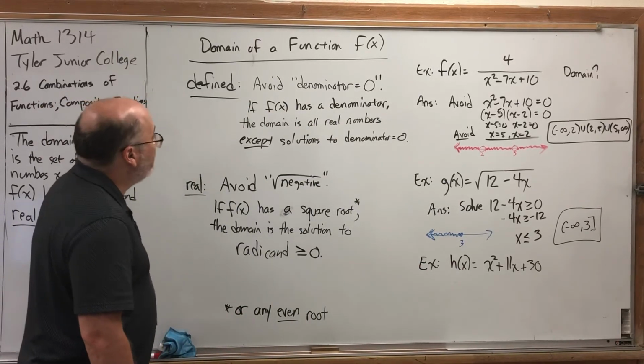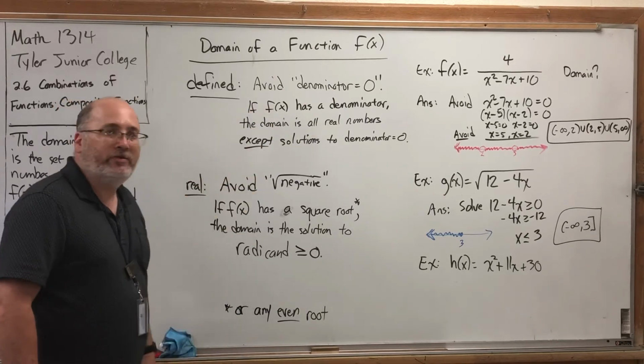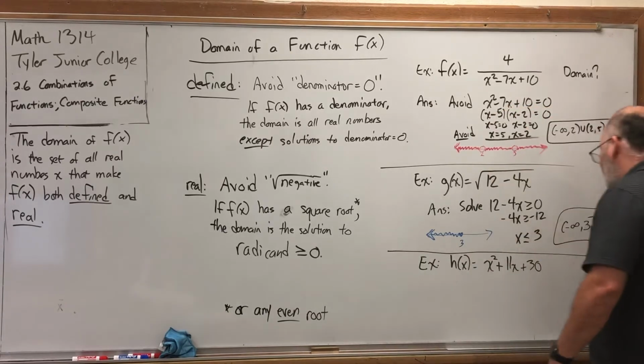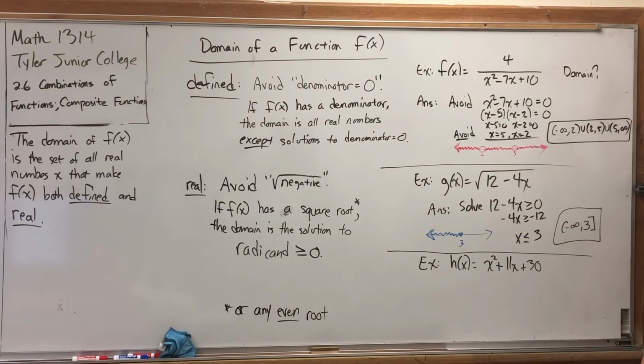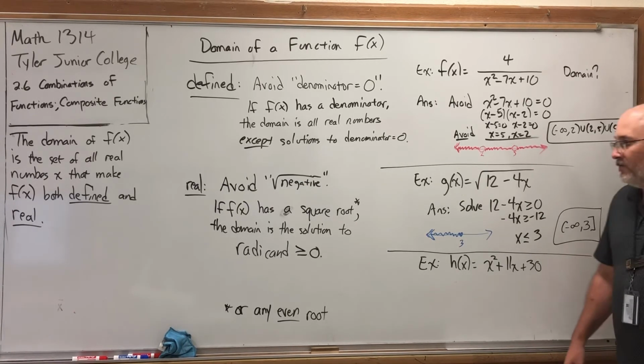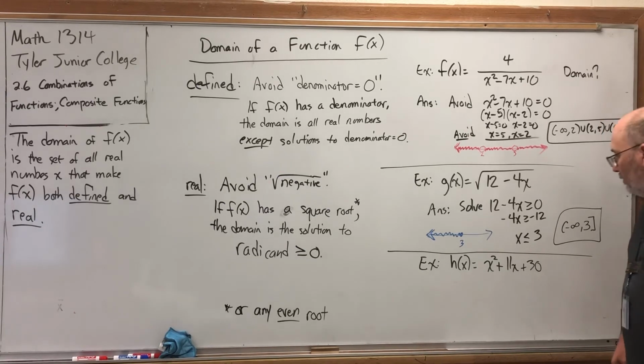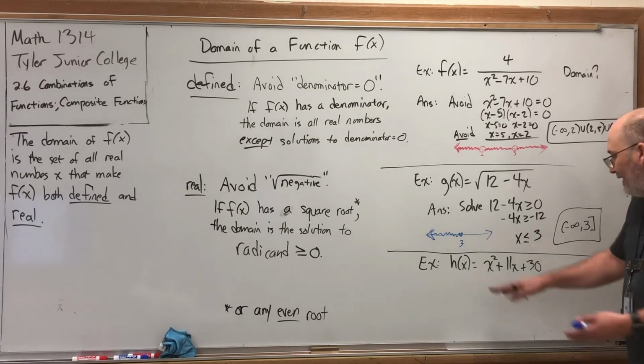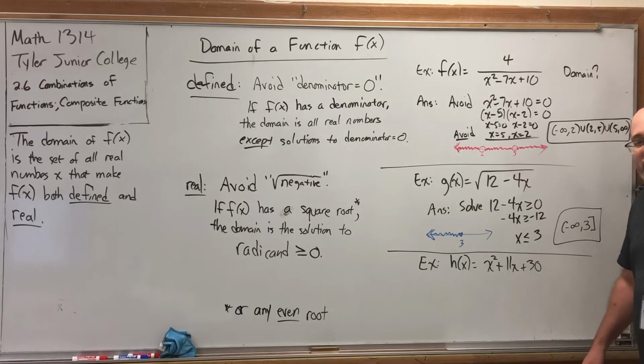What if you have a function that has neither a denominator nor a square root, such as this one? H of x equals x squared plus 11x plus 30. If your temptation is to set it equal to 0, stop. We want all real numbers except these. Are there any denominators to avoid being equal to 0? No. Are there any square roots to avoid a negative radicand? No. This function has no issues. It has nothing that could cause it to be undefined. It has nothing that could cause it to be imaginary. Therefore, there are no bad x's.